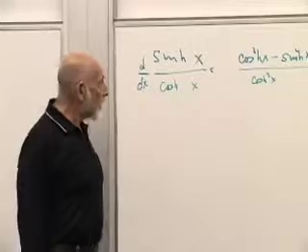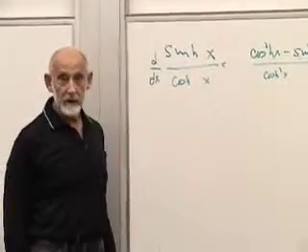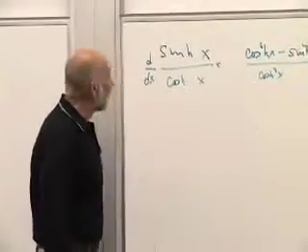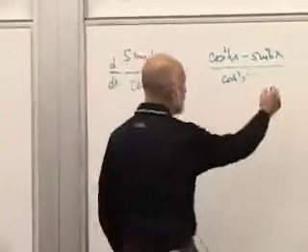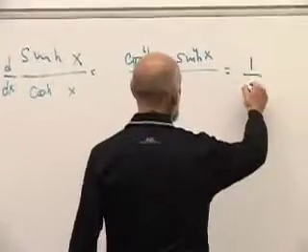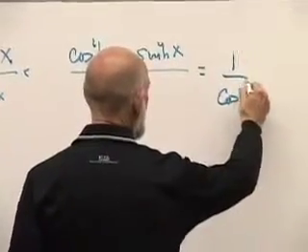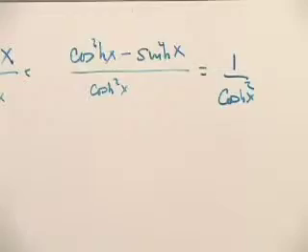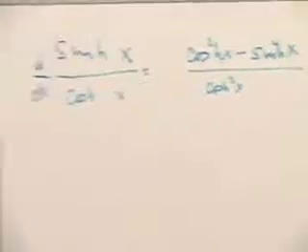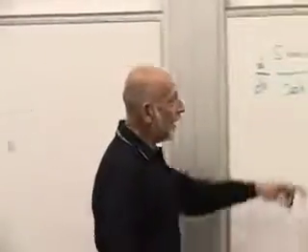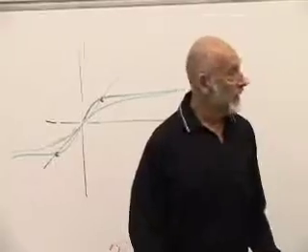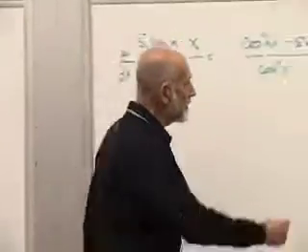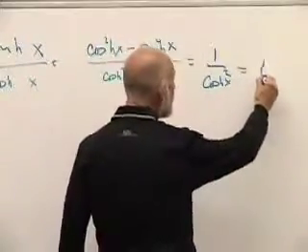The numerator is 1 at x equals 0. Cosh squared minus sinh squared is 1, and this is just equal to 1 over cosh of x squared. And at x equals 0, right at this point over here, that's 1. Cosh of 0 is 1, so this is all equal to the number 1.